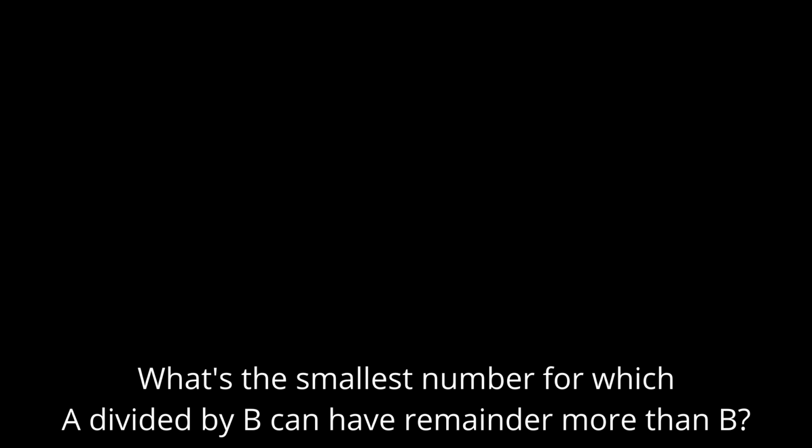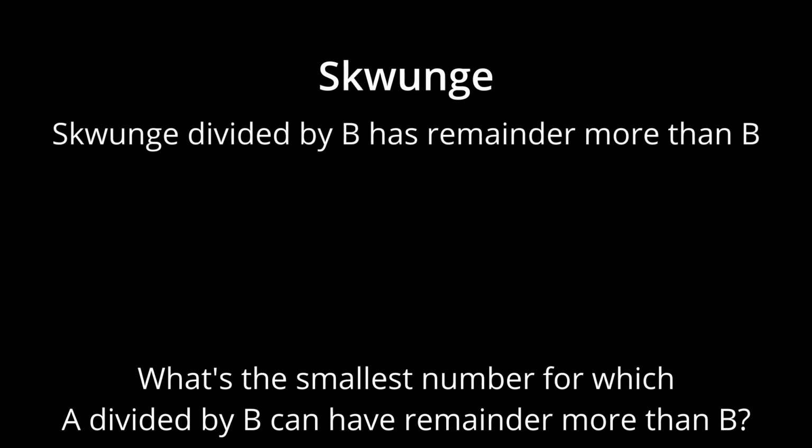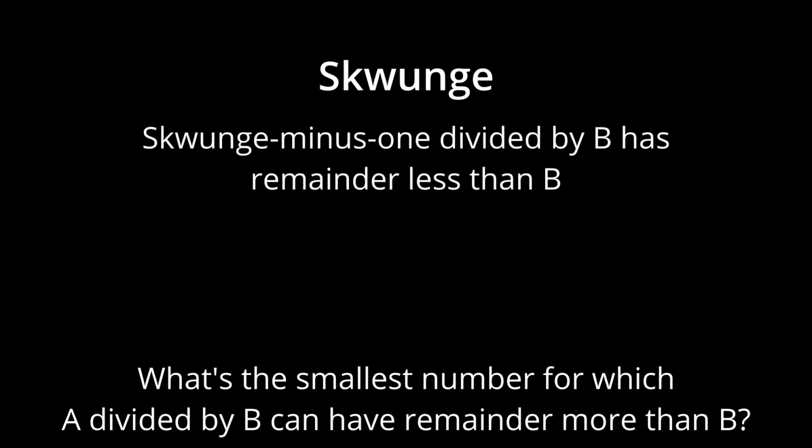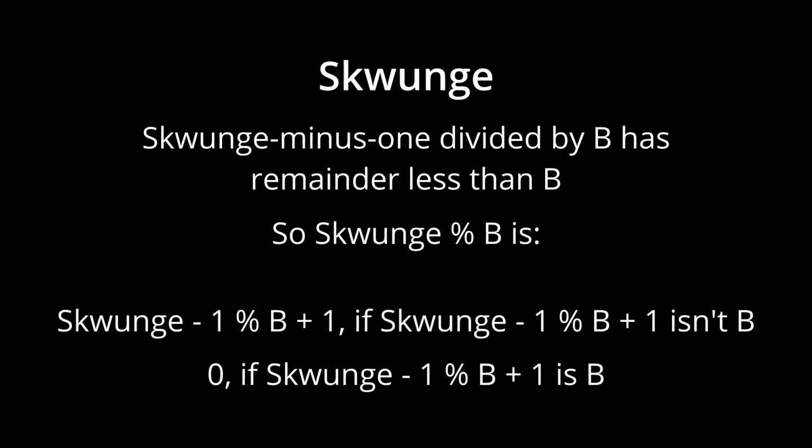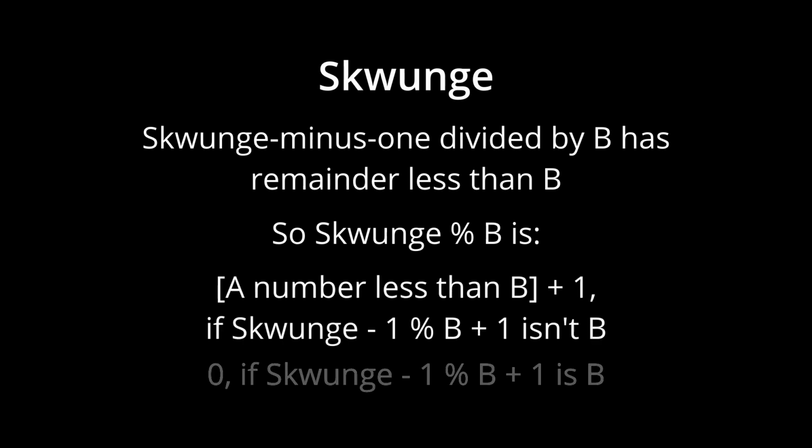Let's bring back an old favorite and call this hypothetical number squunge. Since squunge is the smallest number that has a remainder more than b when divided by b, squunge minus 1 has a remainder less than b. And now I can do what I did before. If the remainder of squunge minus 1 divided by b is the number before b, then the remainder of squunge divided by b would have to be 0, and otherwise, it would have to be 1 more than a number that's less than b minus 1, so it can't be more than b minus 1 itself.